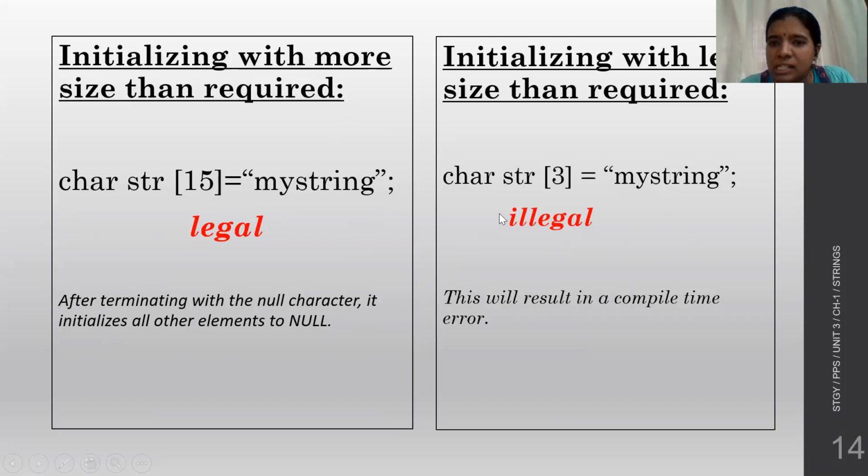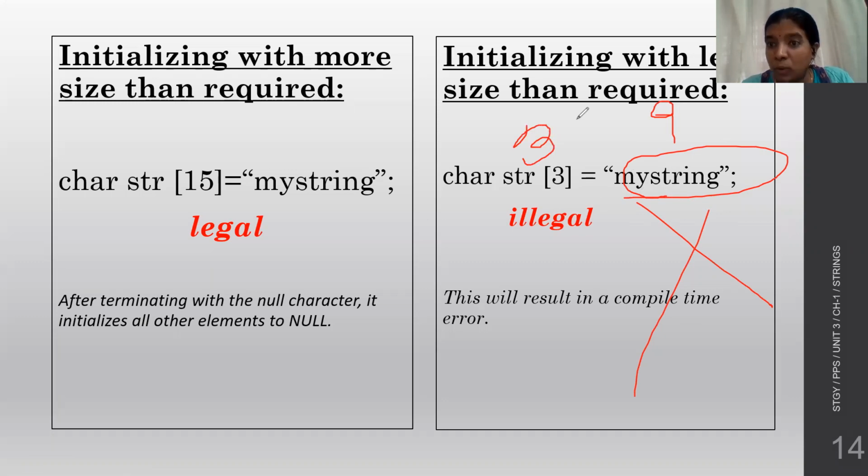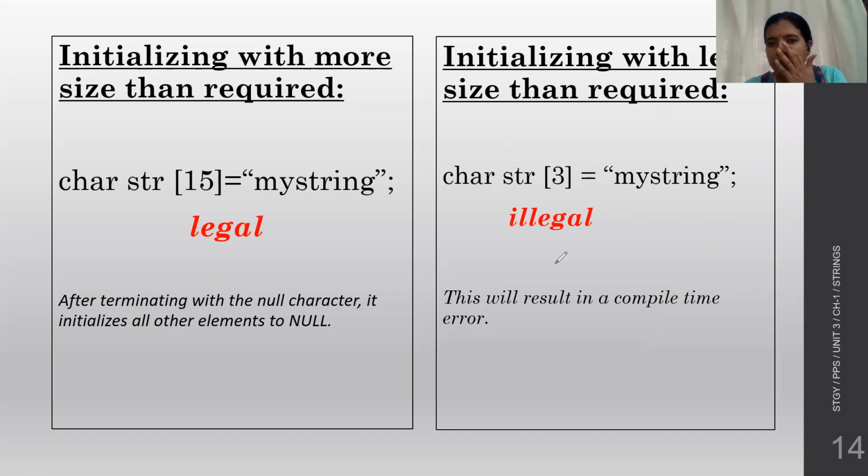But can I have lesser size? It says illegal. This is clearly illegal. Language C says this is illegal because you can't have lesser size than the size of the initializer. The minimum size required is 9, but here you have the size 3, which is lesser. So this is clearly invalid. Got it? Please do remember, you just can't have this happening.